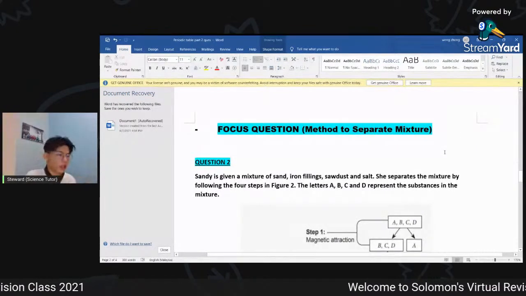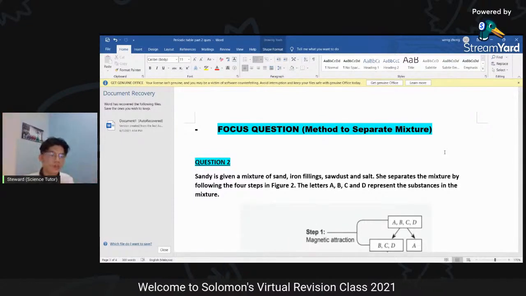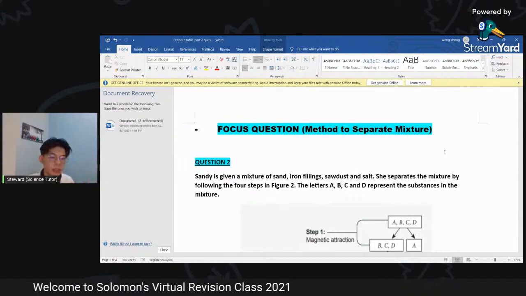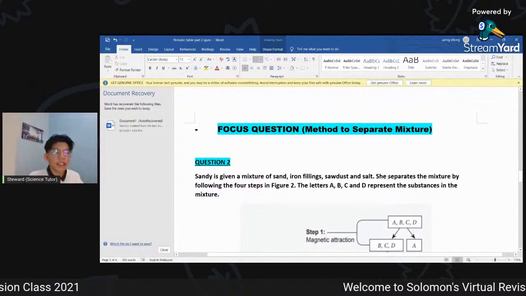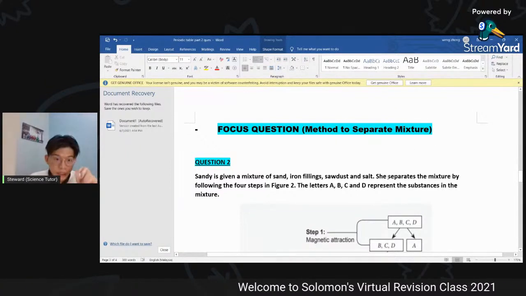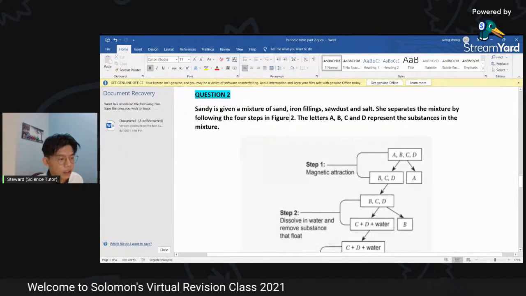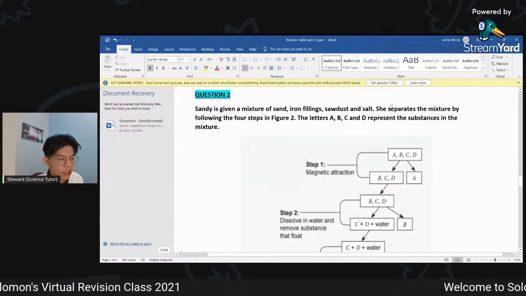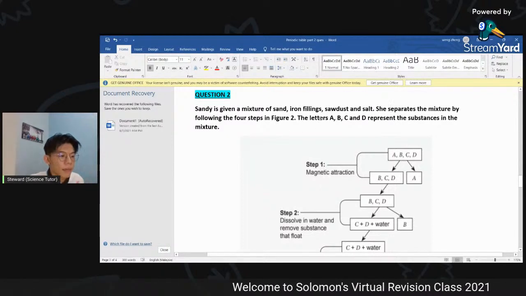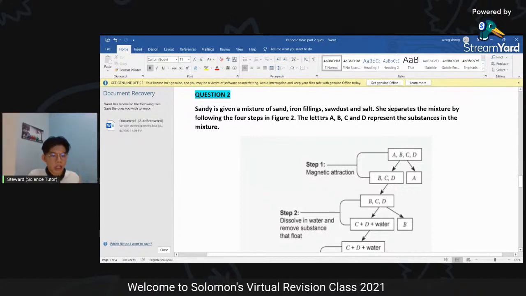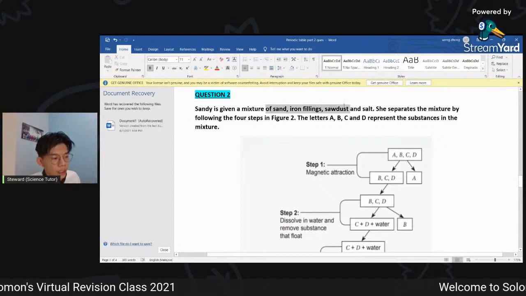Okay, the second focus question, we'll be learning about method to separate mixture. Also, we'll be focusing on the same category. Okay, method to separate mixture. But this question will be a little bit challenging. Okay, so Sandy is given a mixture of sand, iron fillings, sawdust, and salt. She separates the mixture by the following 4 steps in figure 2. Okay, the letters A, B, C, D represent the substances in the mixture. Maksud dia, A, B, C, and D representing sand, iron filling, sawdust, and salt.